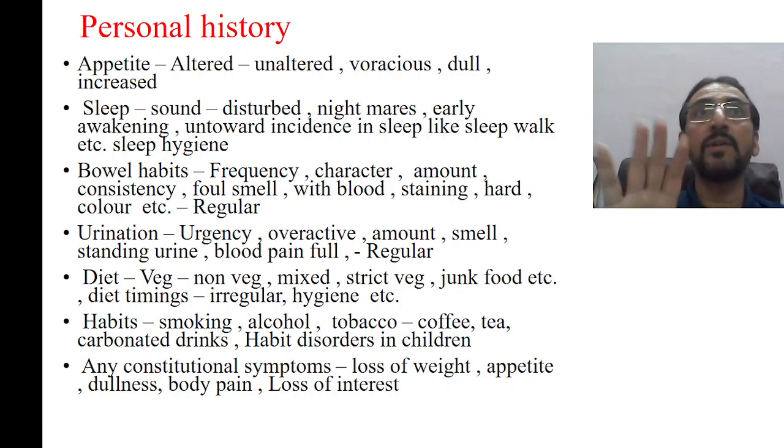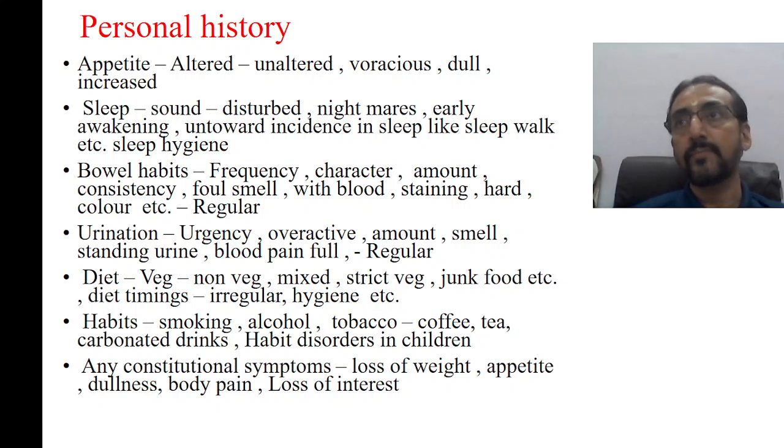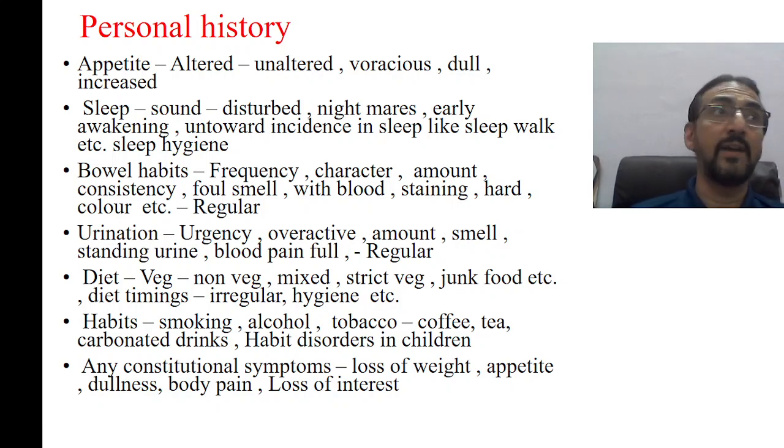Anyway, what are the important things that have to be asked in the personal history? Number one is appetite. In Ayurveda we say aruchi, ananabhilasha, ashraddha, abhipaka, arochaka, bhaktadvesha. There are different terms, and some of them are physiological, some pathological, and some psychological. That we will see in another important class.